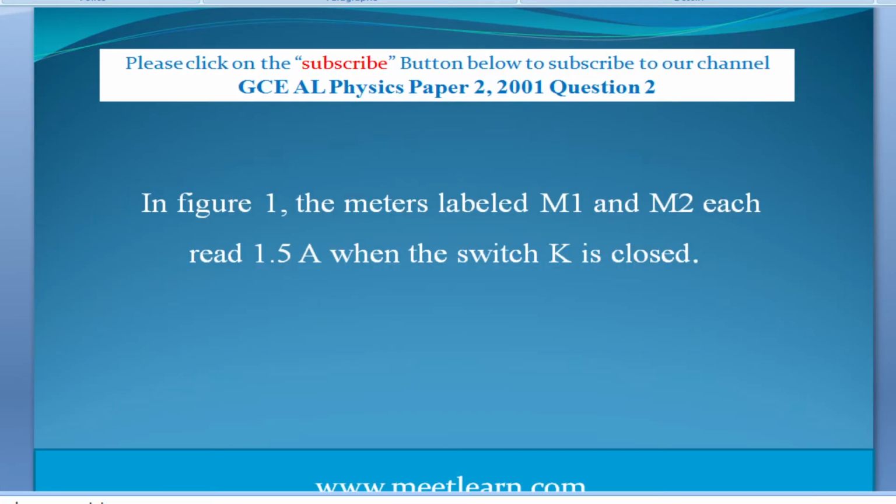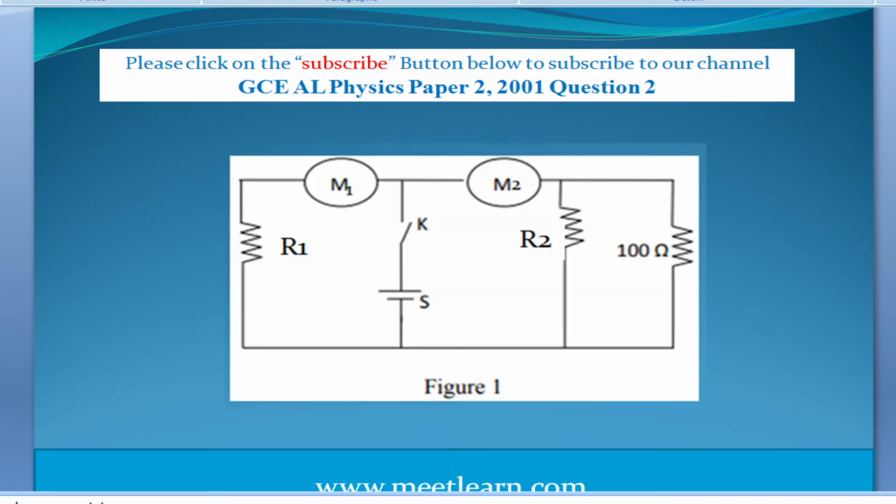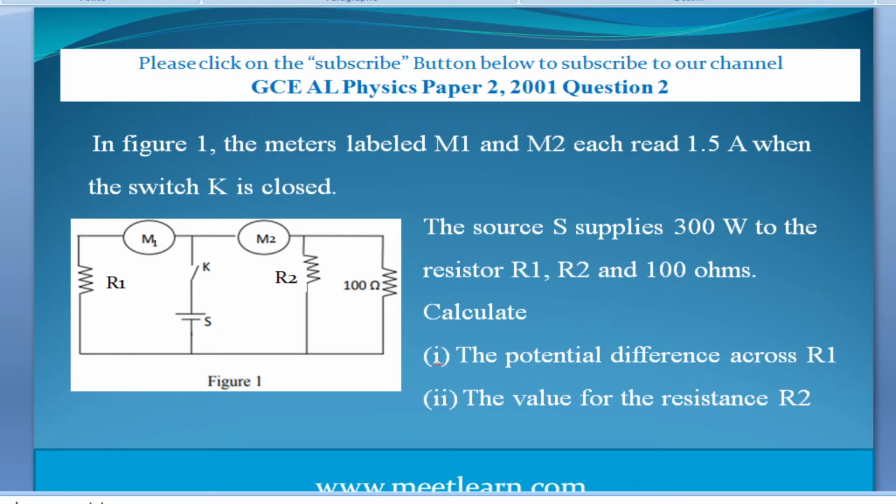The question says, in figure 1, the meters labeled M1, M2 each read 1.5 ampere when the switch K is closed. The source S supplies 300 watt to the resistors R1, R2 and 100 ohms. Calculate the potential difference across R1. That's Roman 1, and Roman 2, the value for the resistance of the resistor R2.